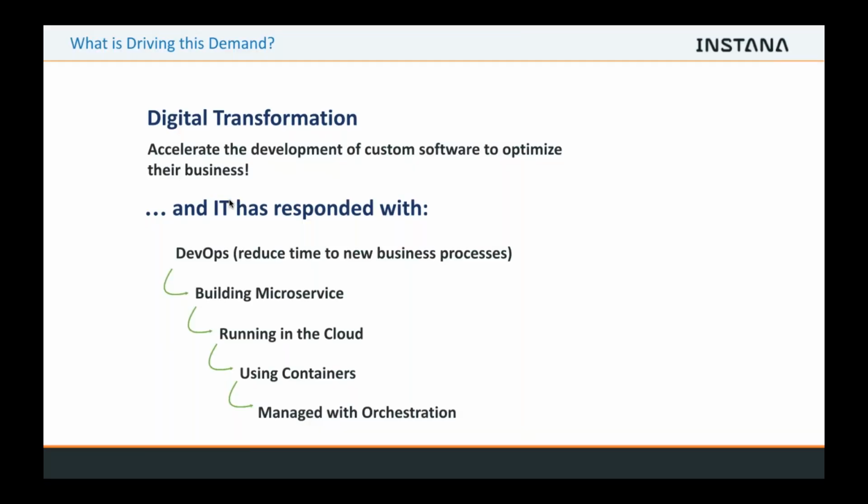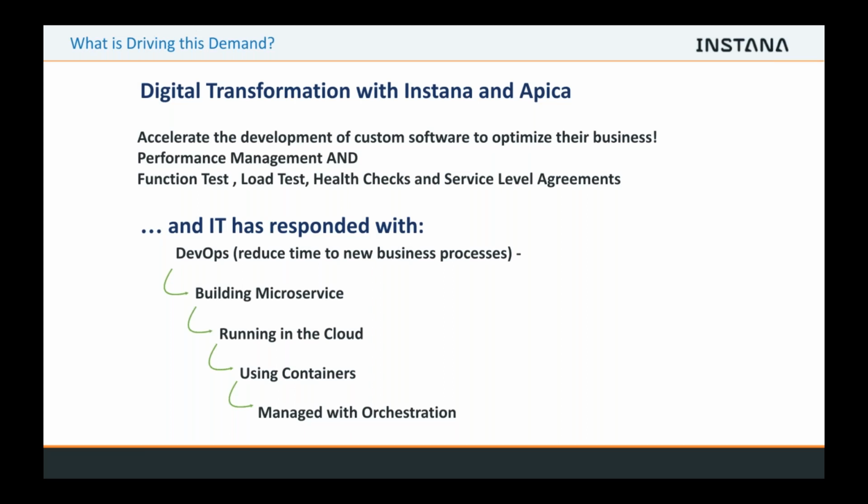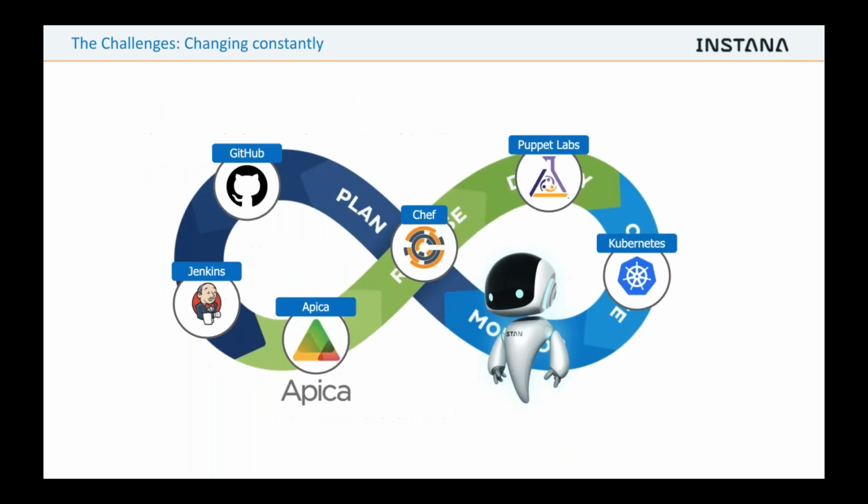So let's go ahead and move forward. The proposition that we like to make is that if you're a DevOps shop and you're building new modern microservices running in the cloud using containers and managing it with orchestration, Instana has a great solution for you. And then we couple that with Apica, so once you start managing, you can literally get to SLAs in minutes, which is really, really powerful. That's kind of what we're presenting today.